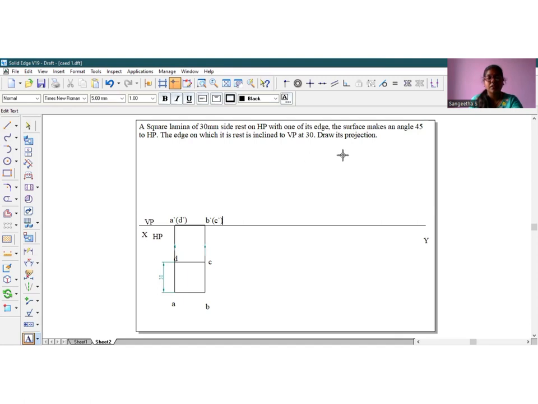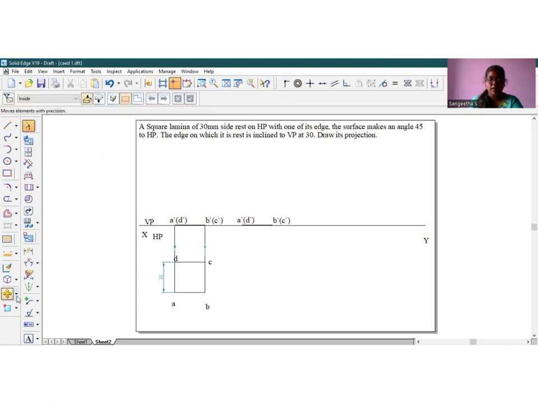Now they have given the surface makes an angle of 45 degrees to HP. Now let's copy the element and move. Now it is inclined at 45 degrees to HP. So let's rotate this by 45 degrees. The rotation angle is 45 degrees. Now let's again draw a projection line from A dash, B dash and B dash, C dash. Projection line is a thin line.